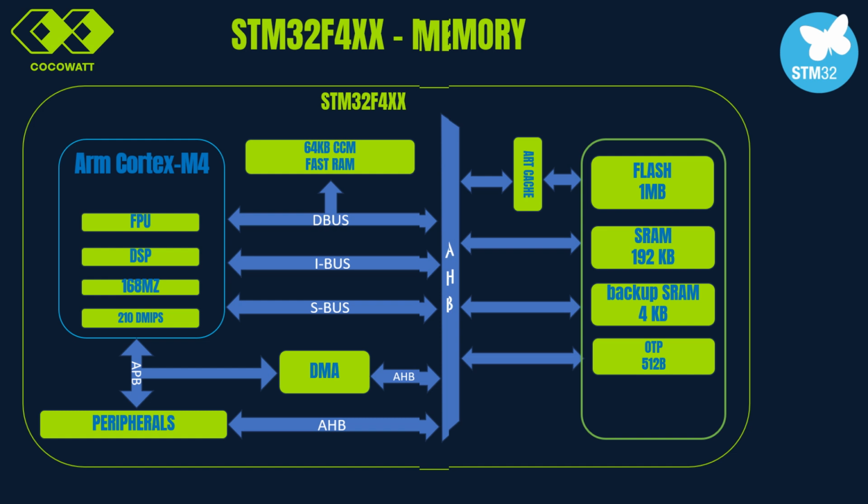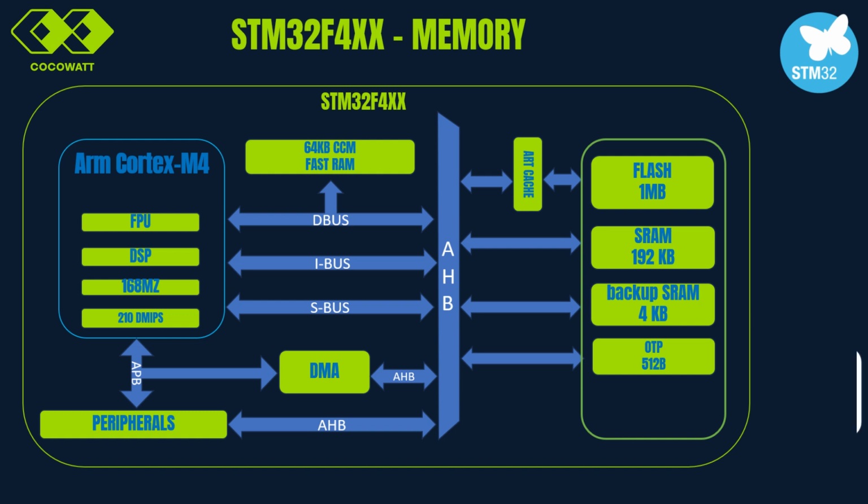Then there's OTP memory, or one-time programmable memory. This STM32 has 512 bytes of OTP memory, which can be used to store data that should never change, like serial numbers or calibration values.